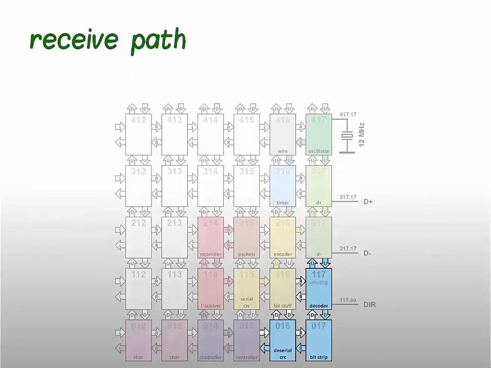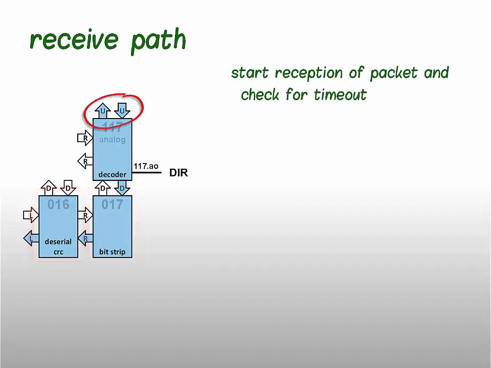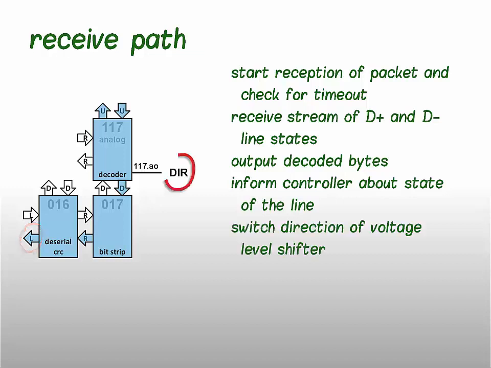Now we'll go quickly through the receive path. It is composed of decoder, bit stripping node, deserializer and CRC calculator. Receive path starts reception of a packet and checks for possible timeout. It then receives a stream of D plus and D minus line states and outputs decoded bytes. It also informs the controller about the device being attached or detached. And as already mentioned, it switches direction of the voltage level shifter.